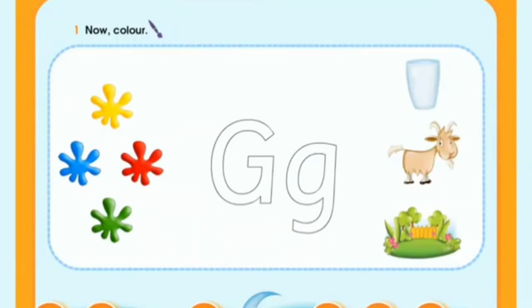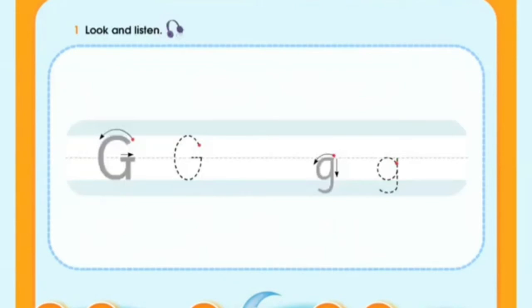Color the letter G using any color you like. Good job. Look and listen. Repeat afterwards. G. G.